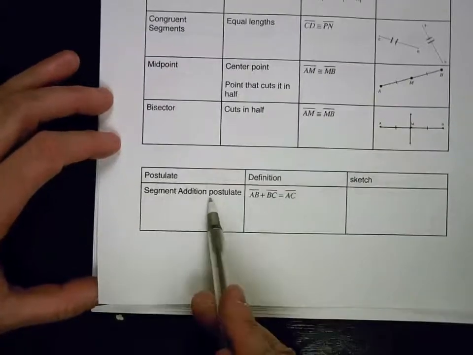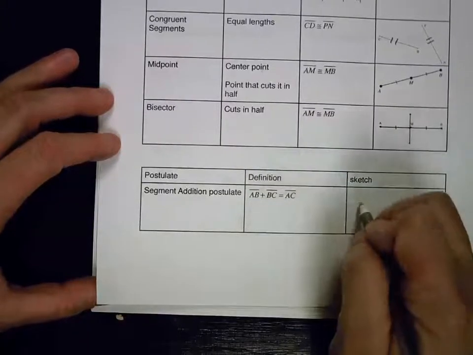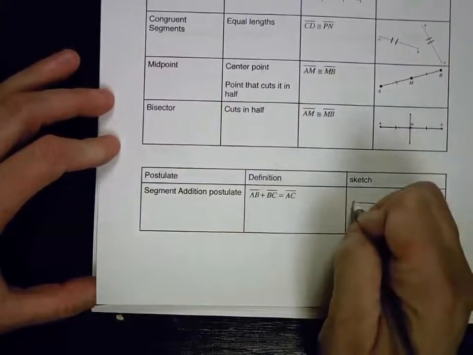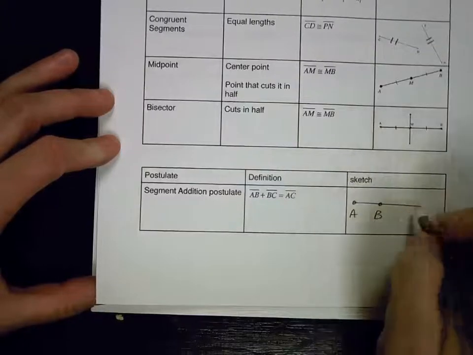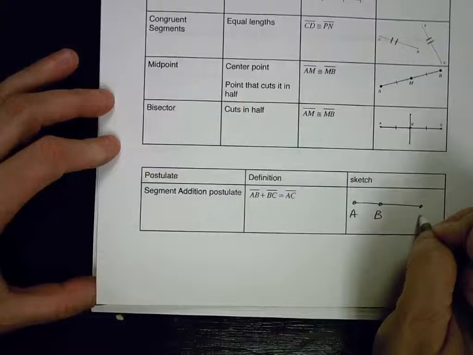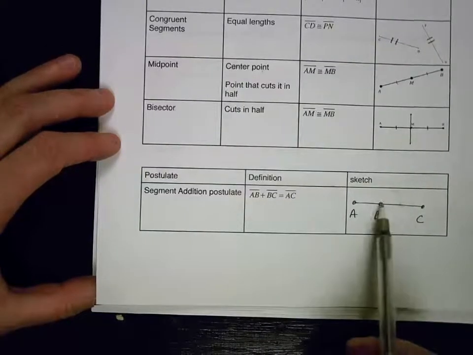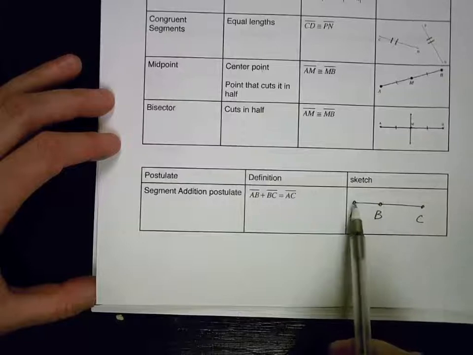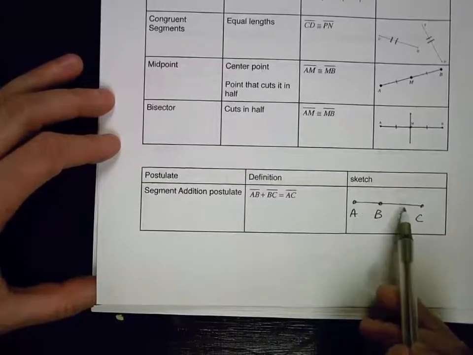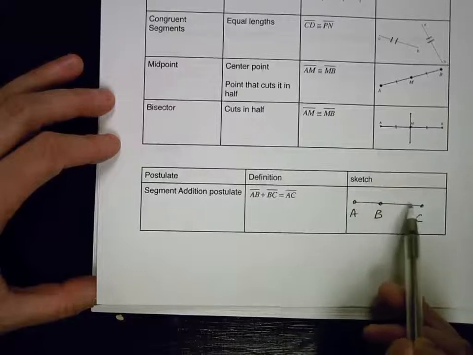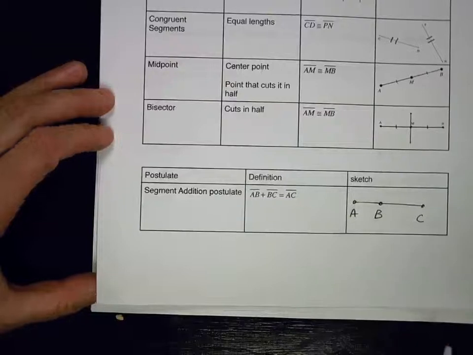And the segment addition postulate says AB plus BC equals AC. And if we draw a picture here, AB, BC, if you take this much of the segment plus this much of the segment, it equals the whole segment. So the little piece plus the bigger piece equals the whole thing. AB plus BC equals AC.